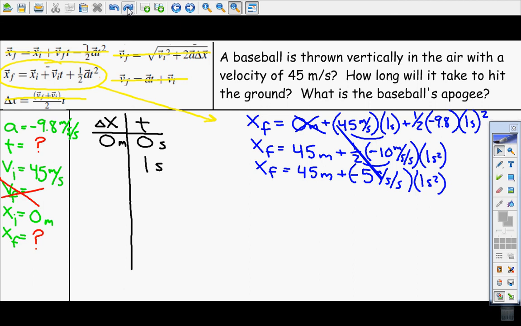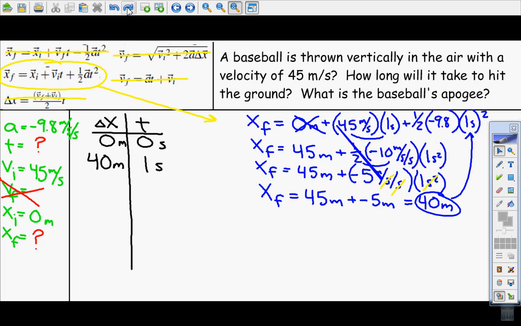So what I'm doing here is just showing my work all the way through this problem. Notice the seconds squared are going to cancel out the 2 seconds here, and that's going to leave me with just meters. So XF equals 45 meters plus negative 5 times 1, which is just negative 5 meters. And that equals positive 40 meters. So in 1 second's worth of travel, this projectile is going to travel 40 meters in that 1 second. I'm going to add that to my data table.